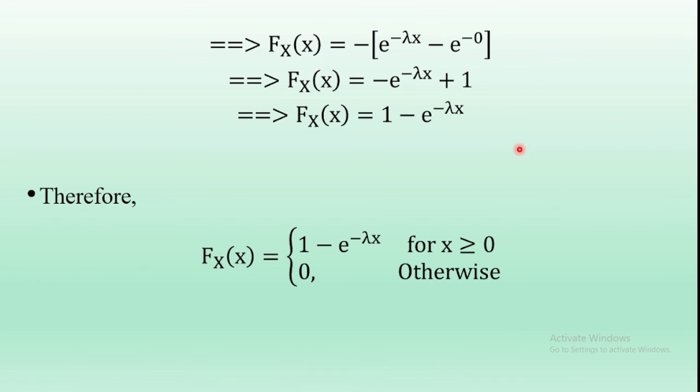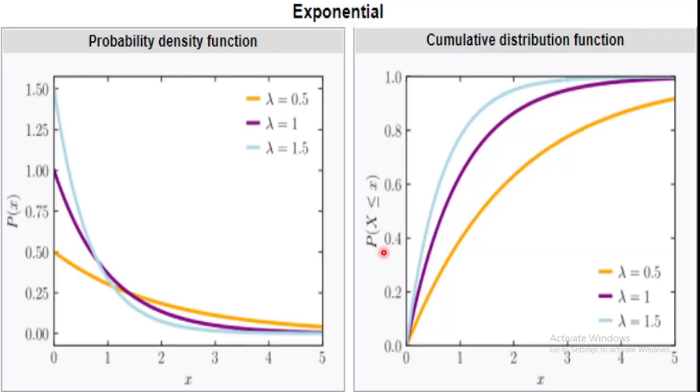So in this equation, substitute different values of lambda, that is lambda greater than 0, and substitute x greater than or equal to 0. We get the graphical representation of the cumulative distribution function shown in this figure. This is the concept of exponential distribution.